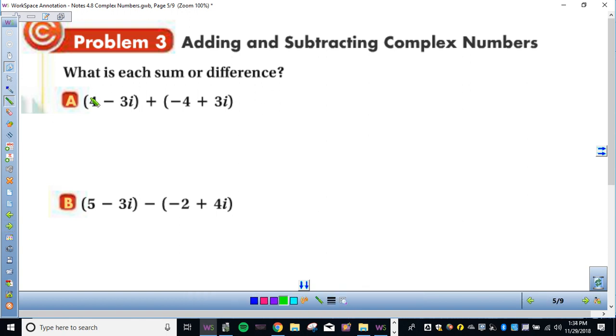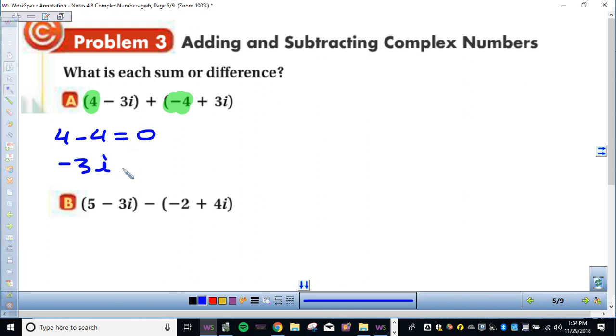So if I combine real part with real part, what do I get? 0. So 4 minus 4 is 0. And then I have negative 3i plus 3i, which is 0. So your answer is 0. Okay? My third period's like, well, then why do we do it? You can get 0. It's a valid answer, right? You still did some math, got an answer.